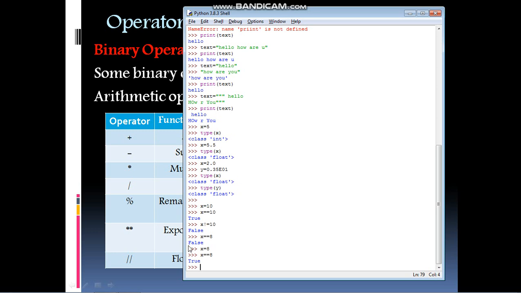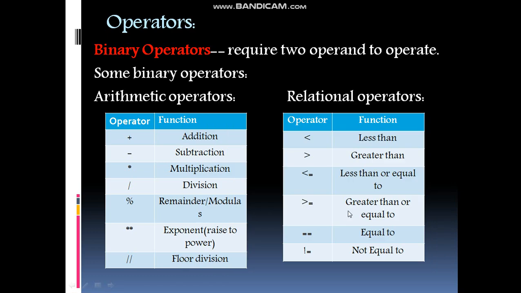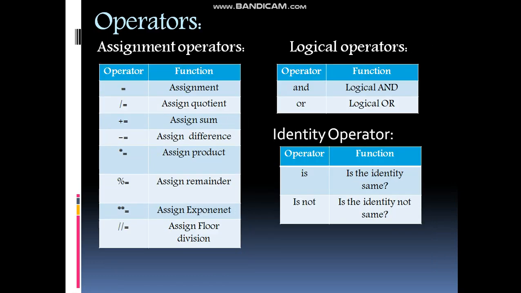But if I write here again x = 8, now what is the meaning of it? Now x was holding 10, now x is holding 8. Now if I again write x == 8, now it will give you True because now x is holding 8, not 10. So this was all about relational operators.